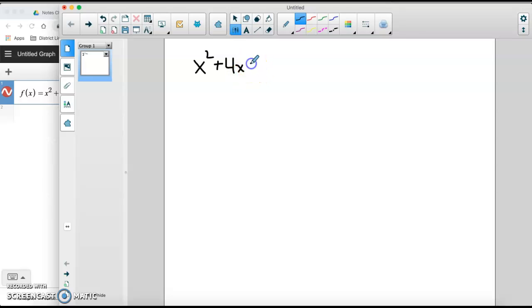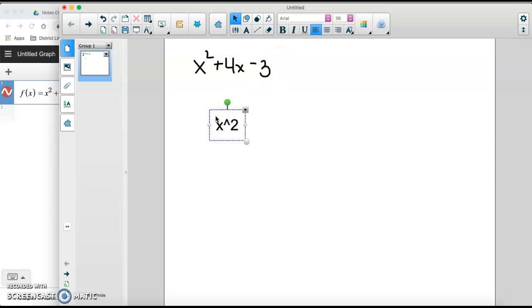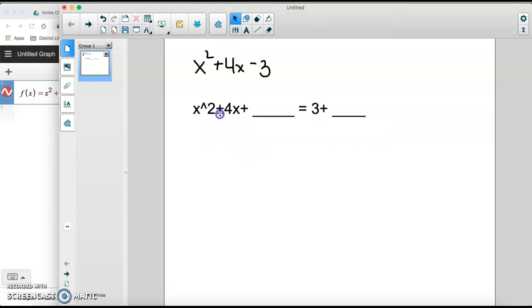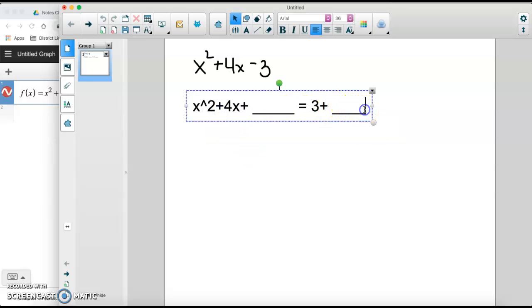In order to get it into the form that we want, we have to use our knowledge about completing the square, because it's the only way we're going to be able to write this with this piece unsquared. So I'm going to start by moving my 3 to the other side, and I'm going to make this x squared plus 4x plus that little blank equals 3 plus the blank. Why am I doing this? Well, bear with me, we'll see in just a minute.